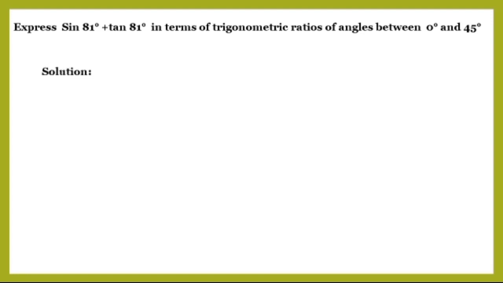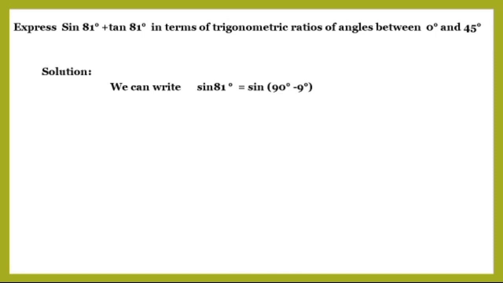Express sin 81 degrees plus tan 81 degrees in terms of trigonometric ratios of angles between 0 degrees and 45 degrees. Solution. We can write sin 81 degrees is equal to sin(90 degrees minus 9 degrees) because 90 minus 9 equal to 81 degrees.